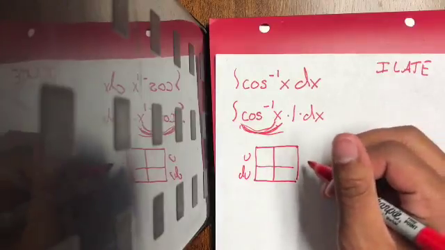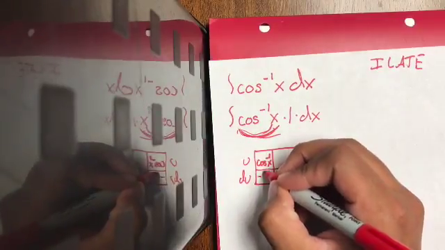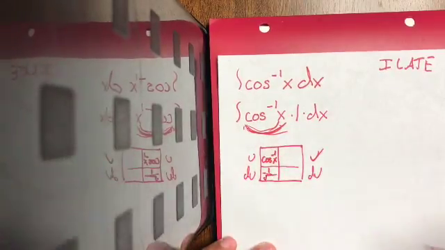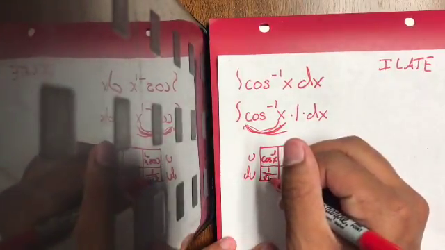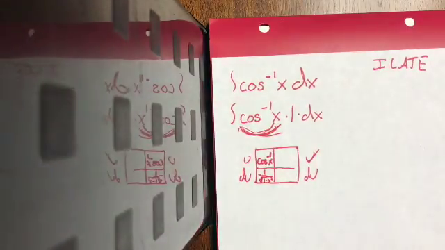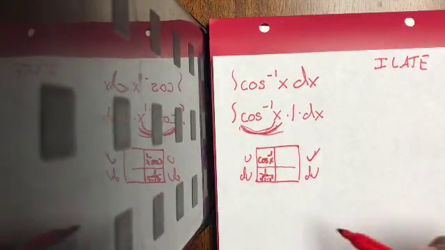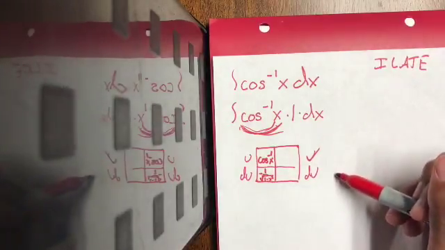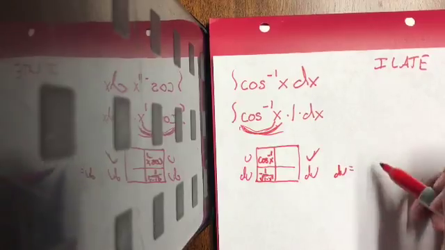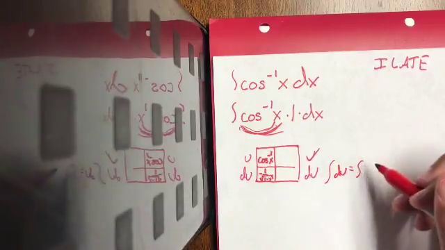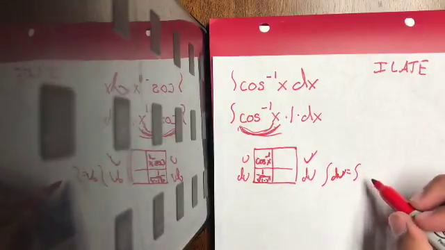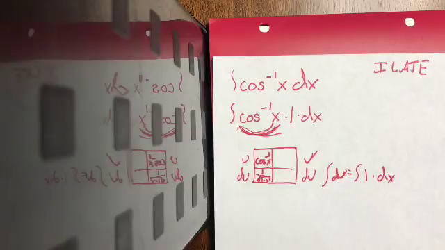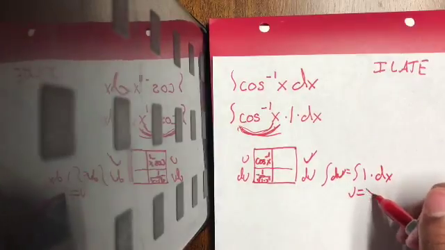And after that, we're going to go find du. The derivative of inverse cosine is equal to negative 1 over the square root of 1 minus x squared. So after we found du, we're going to identify dv as the other portion of that. In this case, it's going to be 1 times dx, and then the integral of dv is going to give us v, and the integral of 1 times dx is equal to x.